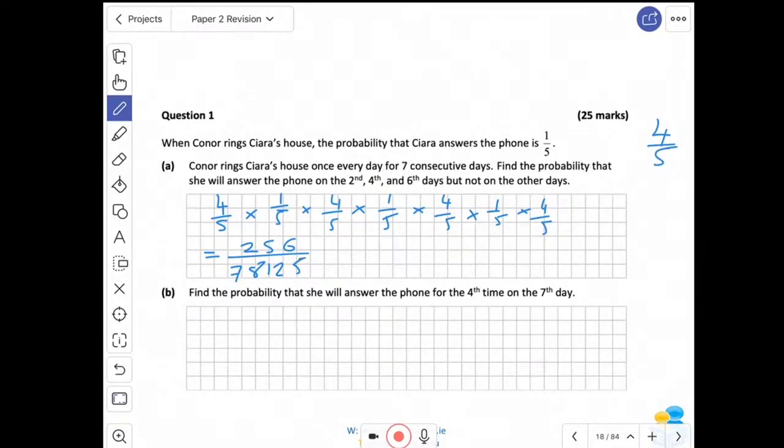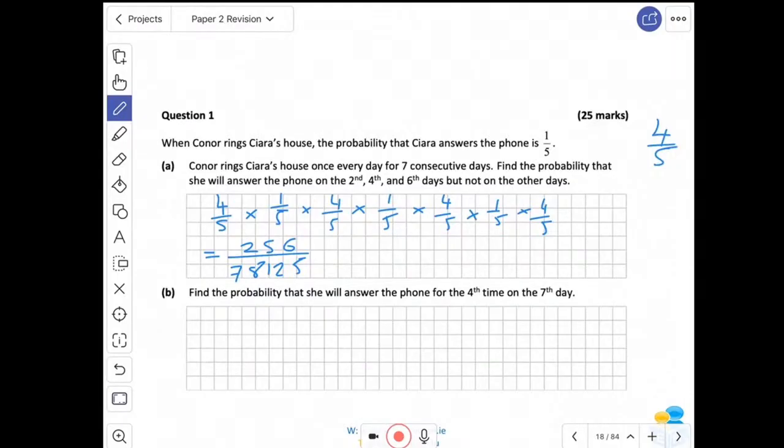The next one: find the probability that she will answer the phone for the 4th time on the 7th day. So this is a Bernoulli trials question. It's a little bit harder than a standard Bernoulli trials question, but it is one nonetheless. What we're being told is that she answers the phone for the 4th time on the 7th day. So we definitely know on the 7th day what she did. She answered the phone.